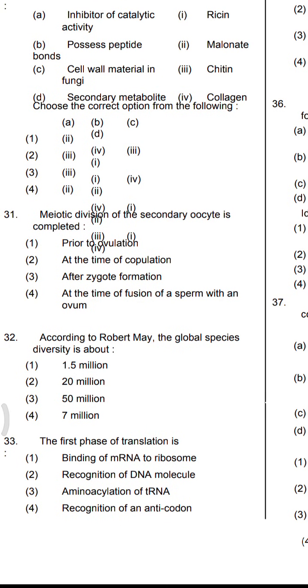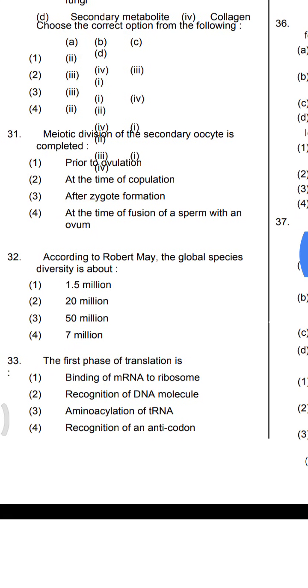32nd question. According to Robert May, the global species diversity is about: Option 1, 1.5 billion. Option 2, 20 million. Option 3, 50 million. Option 4, 7 million.